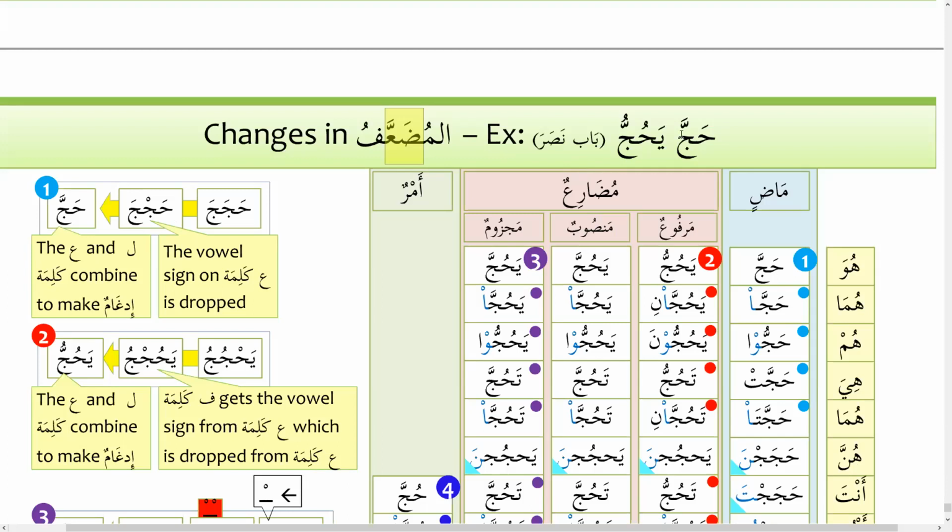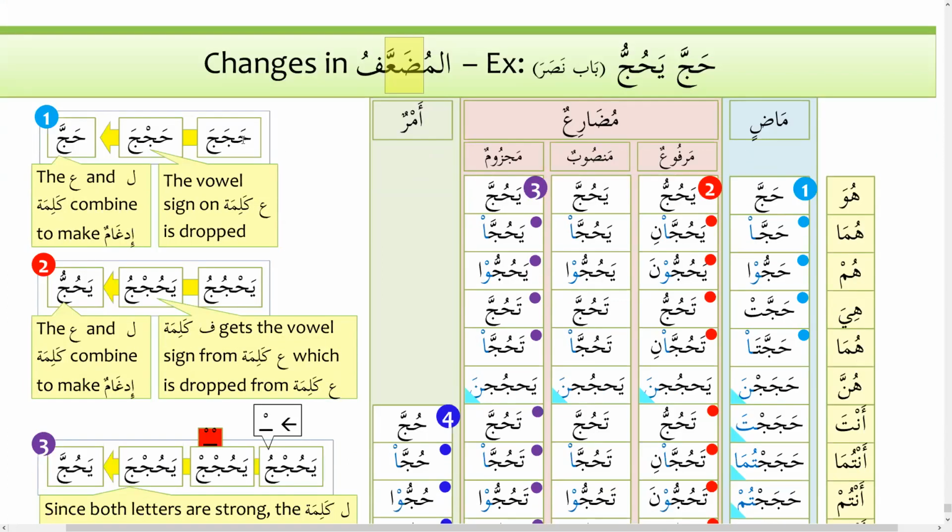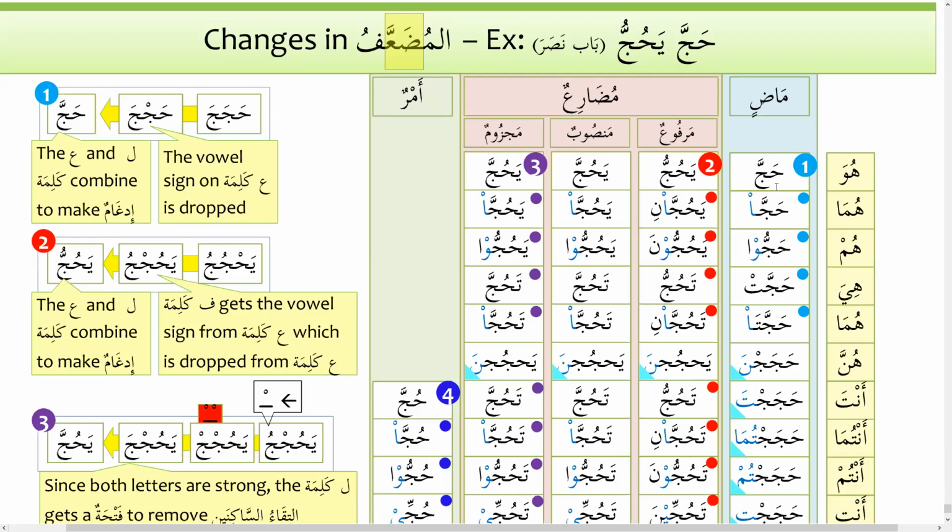So Hajja was actually Hajaja. So you give a sukoon to the Ain kalima, the vowel sign is dropped, and you double it. Hajja: the first has a sukoon and the second has a fatha. So Hajaja becomes Hajja. So the conjugation is very easy.